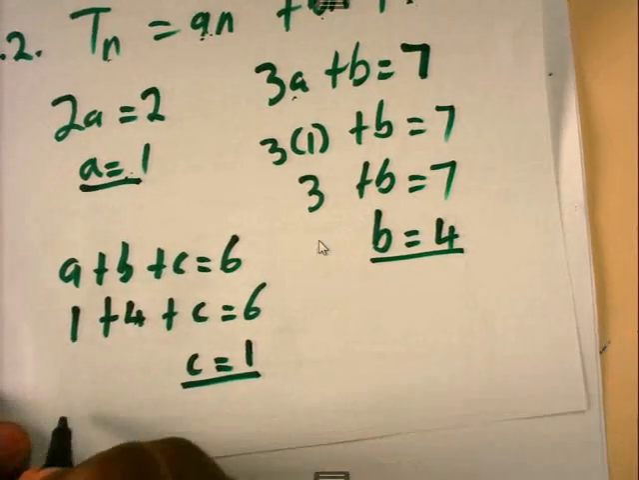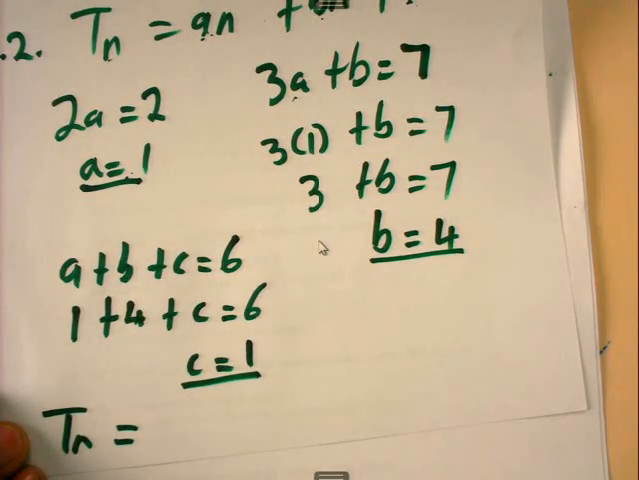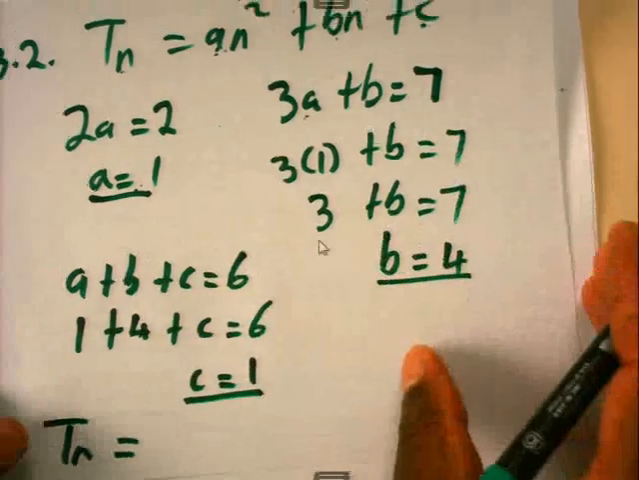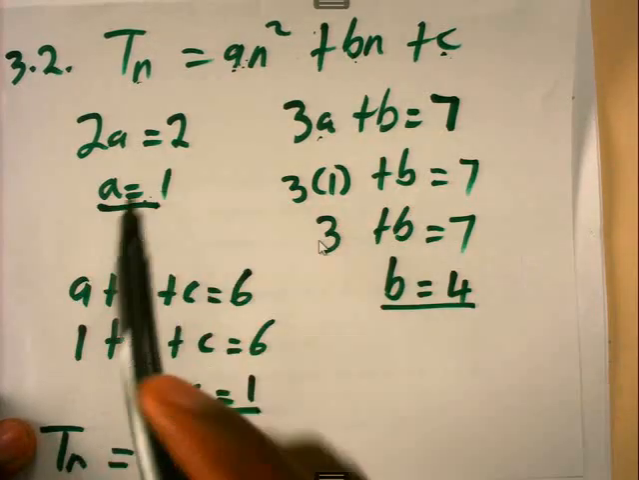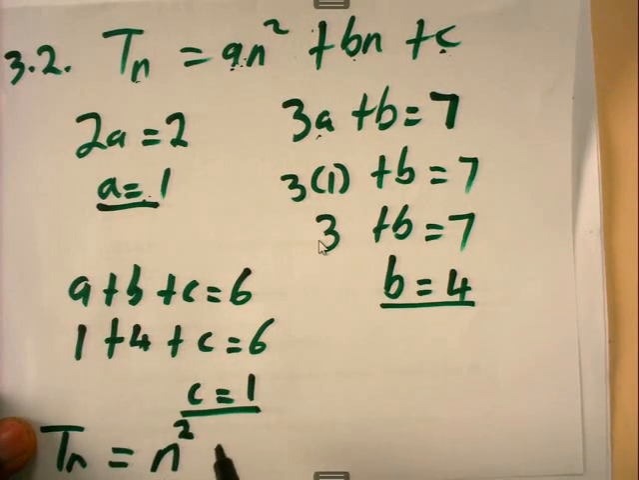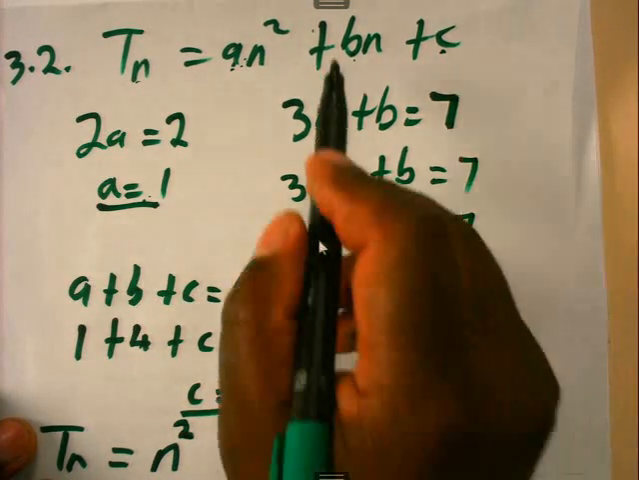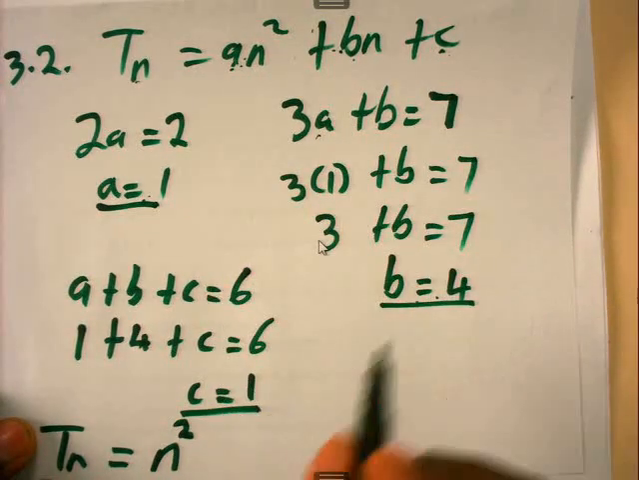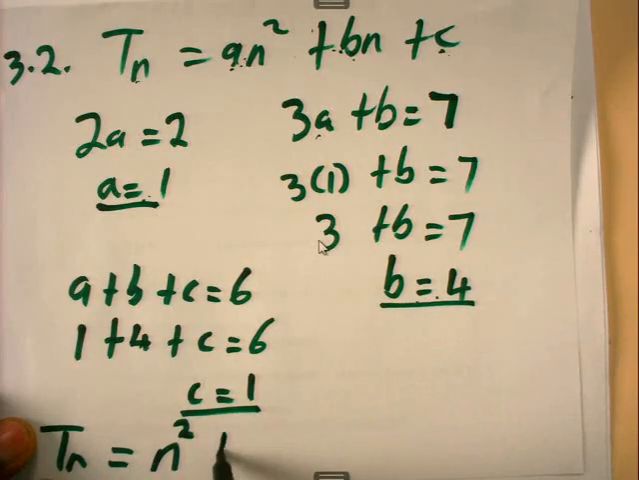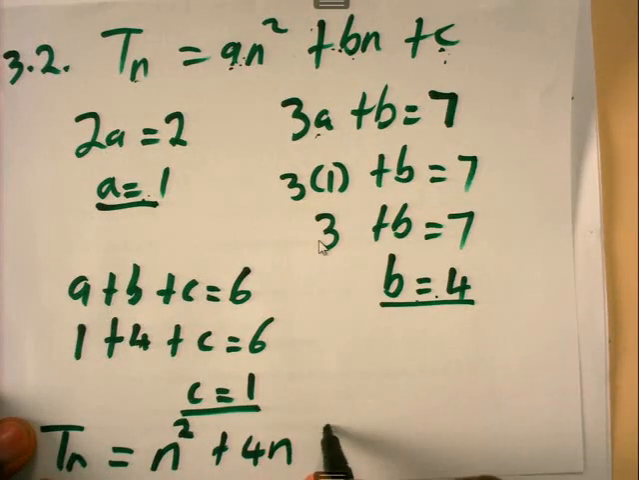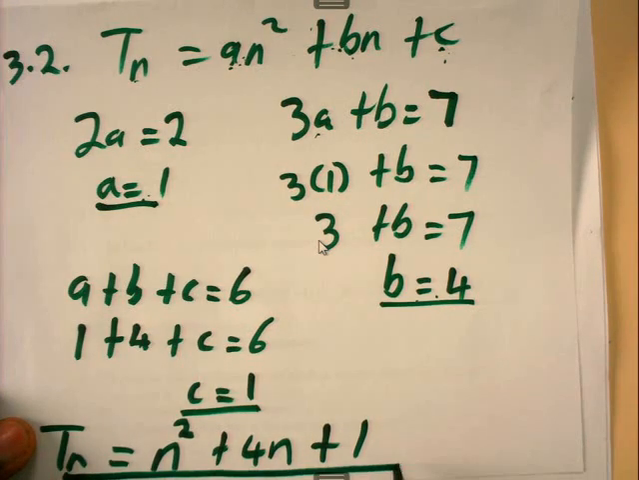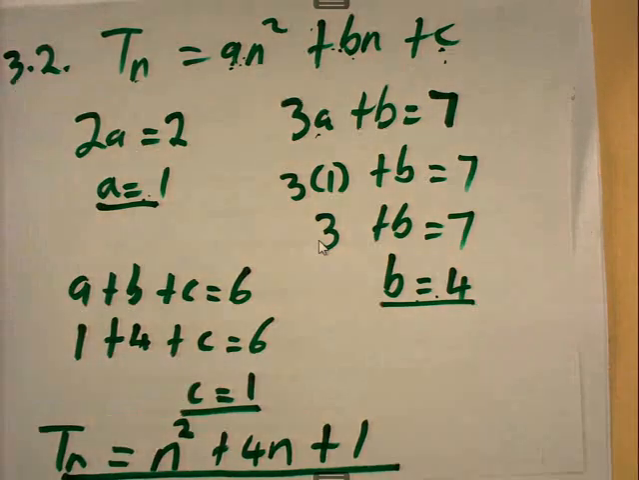Therefore, what does that mean? It means the nth term of the pattern is an squared plus bn plus c. We've got the value of a. Our a here is 1. So we've got n squared. b is 4, so you substitute b by 4, then you've got 4n. c is 1, then you've got plus 1. So the nth term of the sequence is n squared plus 4n plus 1.